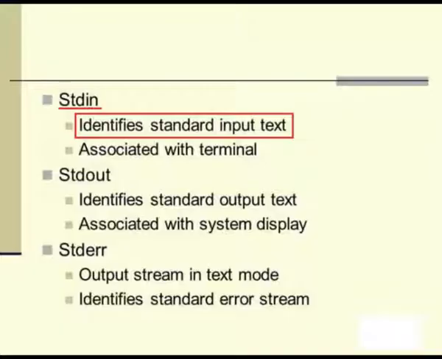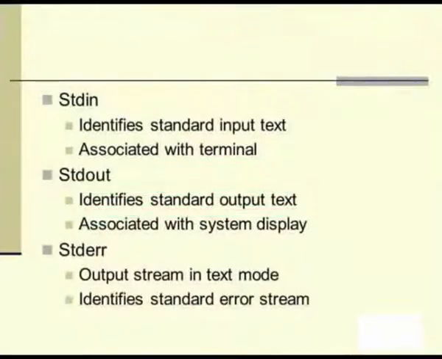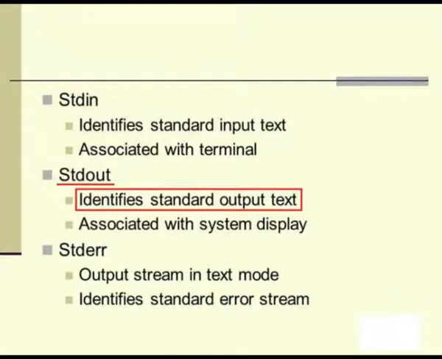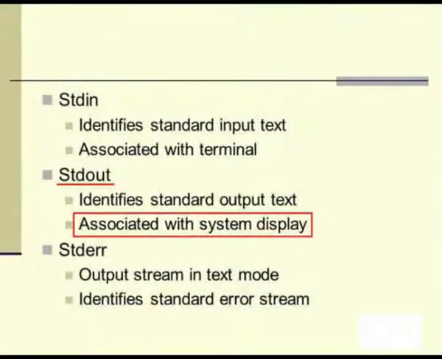Now we will see in detail what each of those files hold. This stdin identifies the standard input text. It is associated with the terminal, that is, whatever input we give through the keyboard is identified as standard input. Whatever we type on the keyboard is visible on the screen. So, it is a standard input that is given by the user. Next you have the standard output, which identifies the standard output text. Normally we see the output on the monitor, so it is associated with the system display.